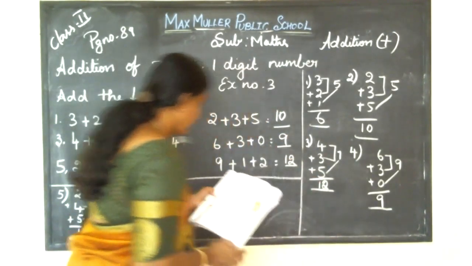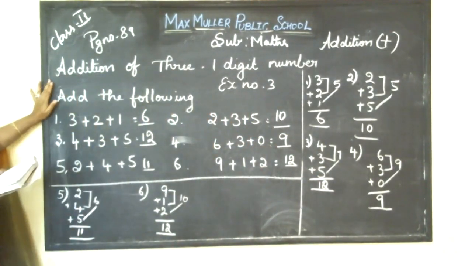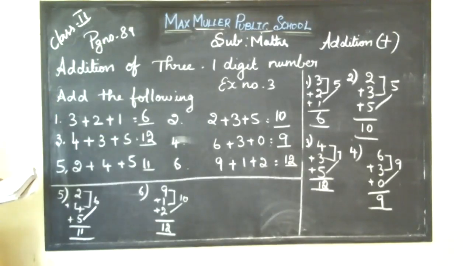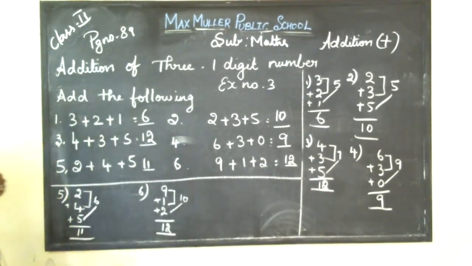Finish it soon, children. We will go to the next main. See, this and all without carrying we are doing. Without carrying we are doing these sums. Now we will go to the next main, without carrying only. Shall I write, children?